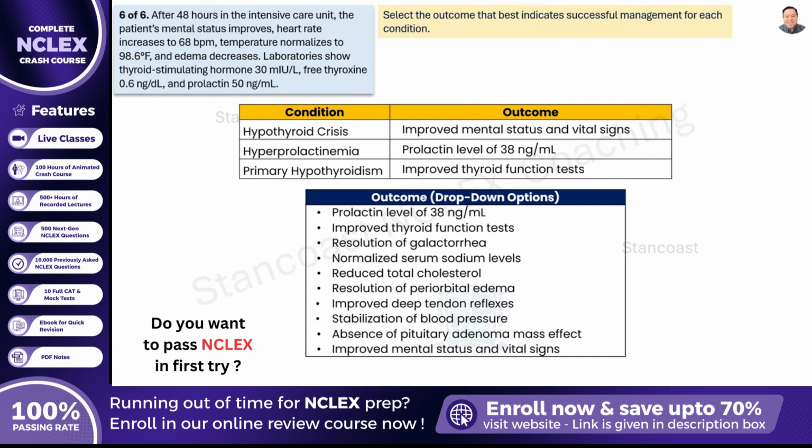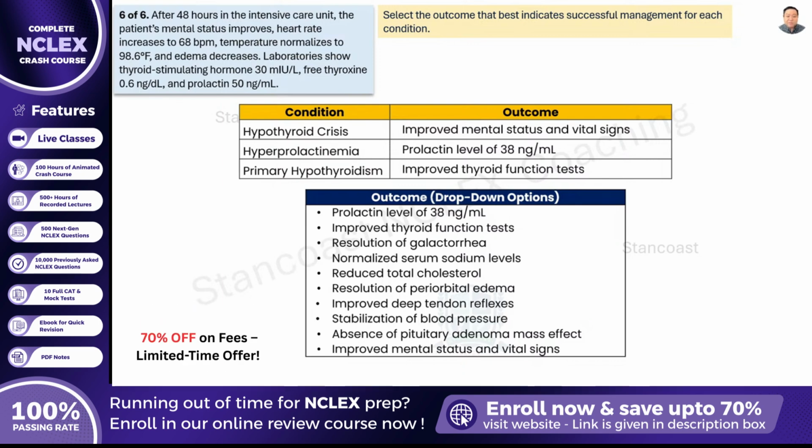And if you selected reduced total cholesterol, this is more of a long-term benefit, but not something that we'd expect to change within the 48 hours. And the resolution of periorbital edema, this can resolve slowly, but again, not a priority monitoring parameter. And if you selected improved deep tendon reflexes, we know that this can be sluggish, but they take a long time to recover as well.